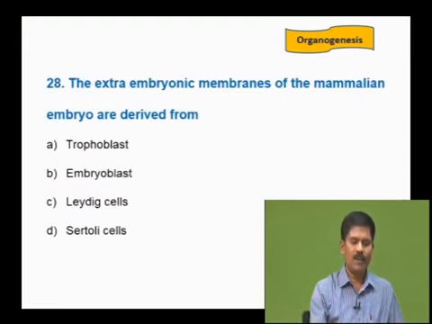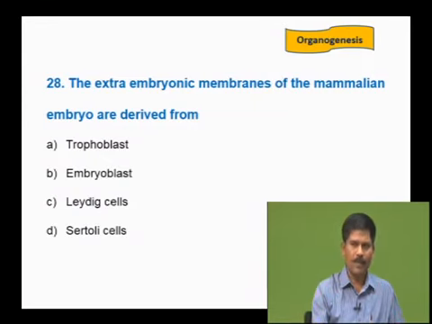The extraembryonic membranes of the mammalian embryo are derived from. When I was explaining the blastocyst, I said that in the blastocyst two layers appear, called trophoectoderm and inner cell mass. That trophoectoderm results in the formation of placenta as well as extraembryonic membranes. So therefore trophoblast is the right option and the rest are wrong, because embryoblast develops into embryo, Leydig cells secrete testosterone, and Sertoli cells are nutritive in function.